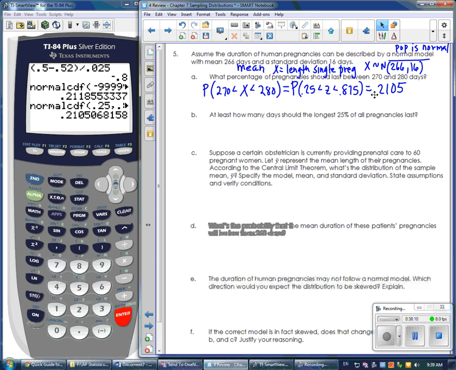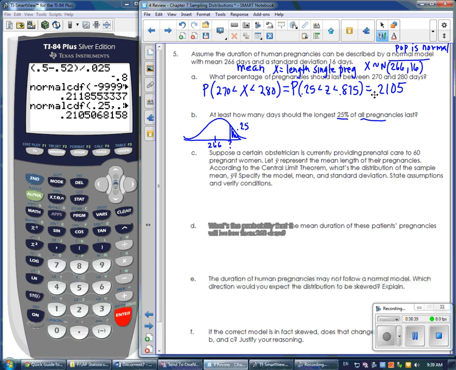Let's take a look at letter B. It says, at least how many days should the longest 25% of all pregnancies be? And again, I'm talking about my population here, all pregnancies. So if I'm looking at this time being given the percentage, I know my center is at 266 days, and I'm looking at the top 25%, and I'm trying to figure out what value on my axis corresponds to that top 25%.